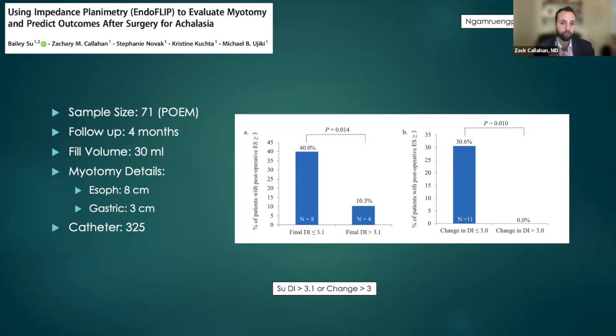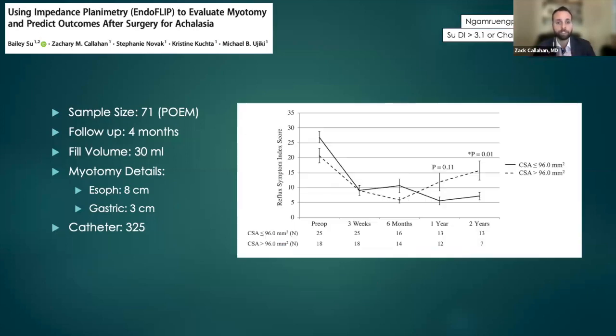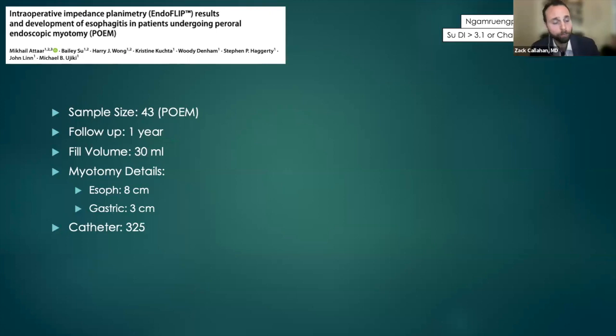And saying this a different way and only violating a few statistical laws, basically a change in DI of 3 or a DI greater than 3 is likely to result in resolution of dysphagia. And then we used a slightly different reflux scoring system called the RSI, or Reflux Symptom Index. And what we found was that a CSA less than 96 seemed to indicate that people would not have symptomatic post-POEM GERD.